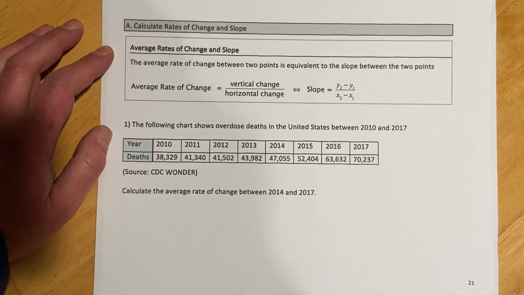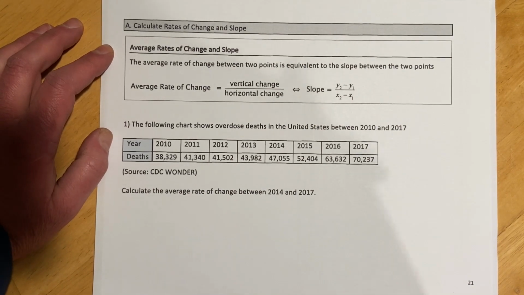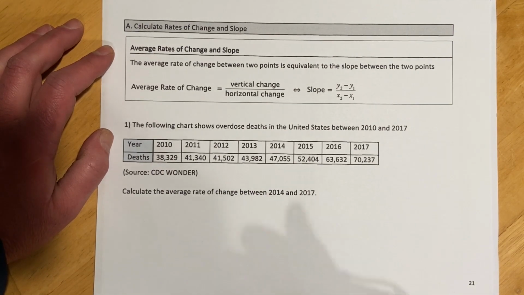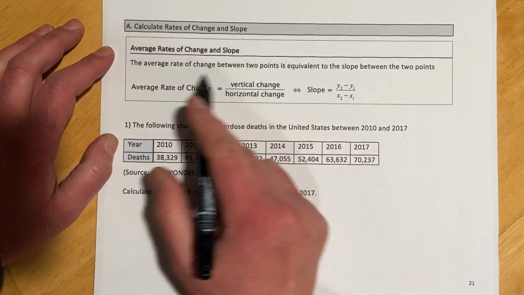In this video I'm going to cover rates of change and slope. This is going to be looking at it from the point of view of ordered pairs. And then in later videos we'll look at average rate of change in terms of a function. So here's a little reminder of some earlier algebra.